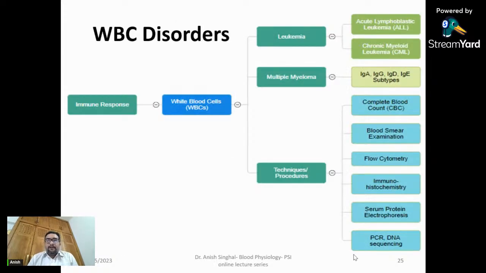Now, coming on to the WBC disorders. Till now we have finished the RBC disorders. Now we are coming on to the WBC disorders. Very easy to understand. WBCs are our policemen. So if you have low policemen, you are prone to infections. If you have more policemen, you are prone to autoimmune reactions.